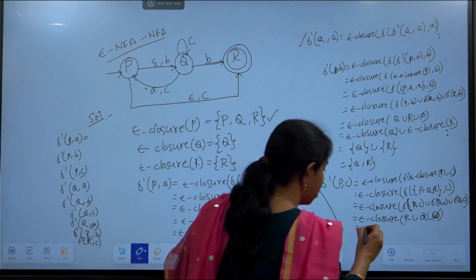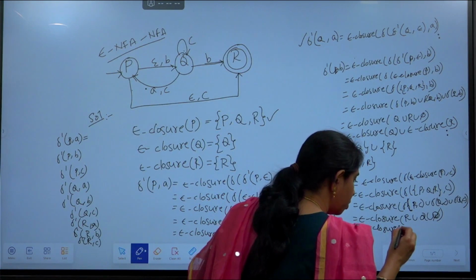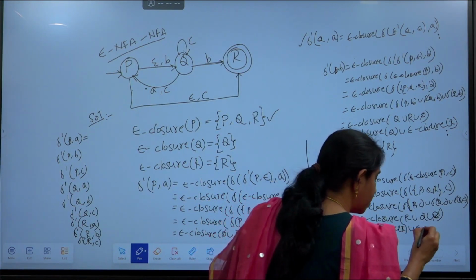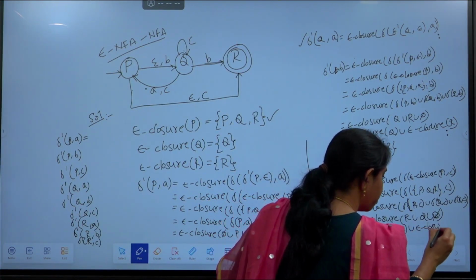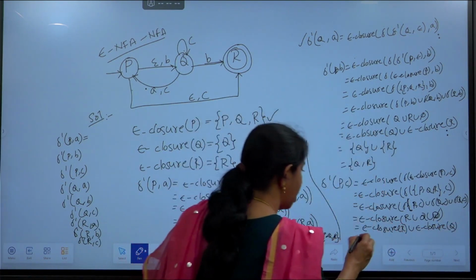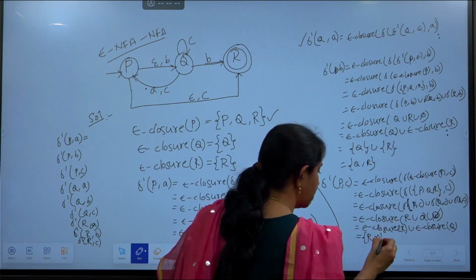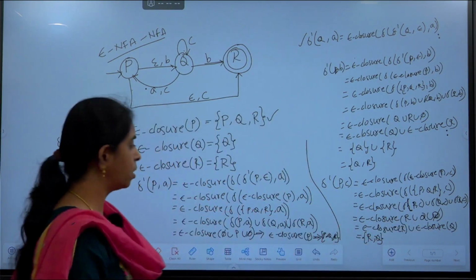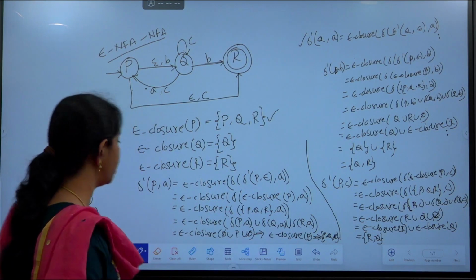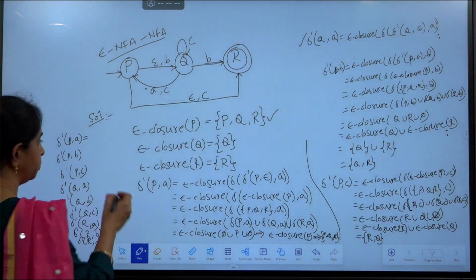So now epsilon closure of R union epsilon closure of Q. Epsilon closure of R means R itself. Epsilon closure of Q means Q. That means we have Q comma R as the delta dash of P comma C. The same way, we will write the transition table.